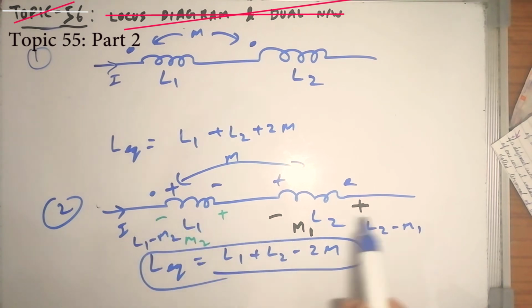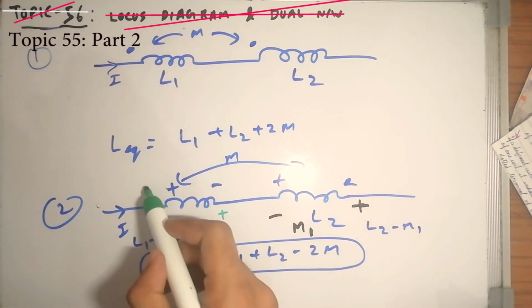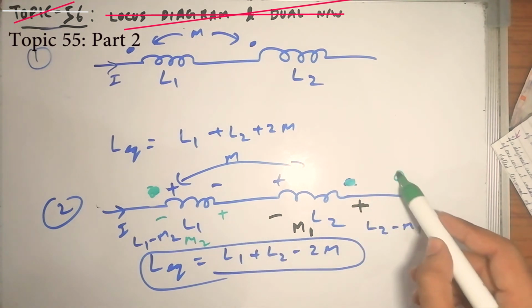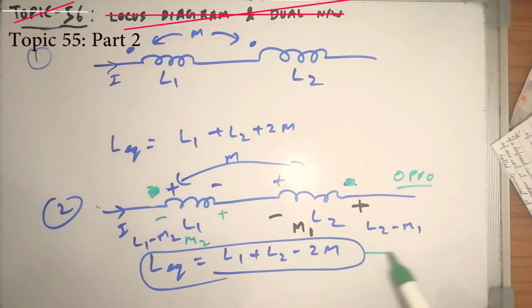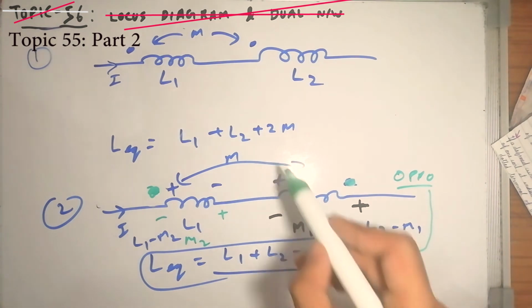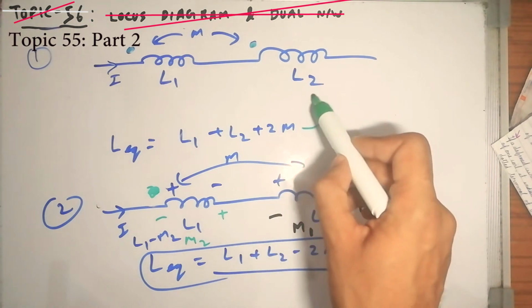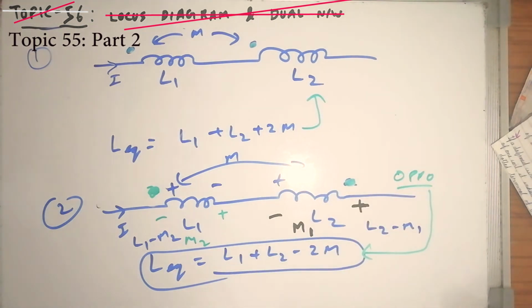I have explained this so that you will never ever be confused. When the dotted terminals are in this fashion, they are said to be in opposition, and the equivalent inductance is given by this expression. If the dotted polarities are in this fashion, then the inductors are said to be in addition. These are the conditions and the formulas for the series connection.